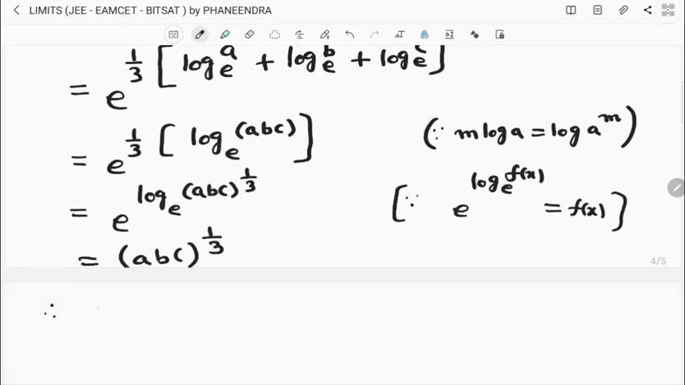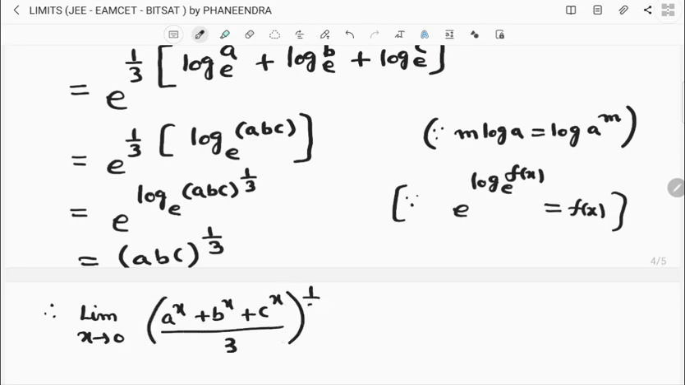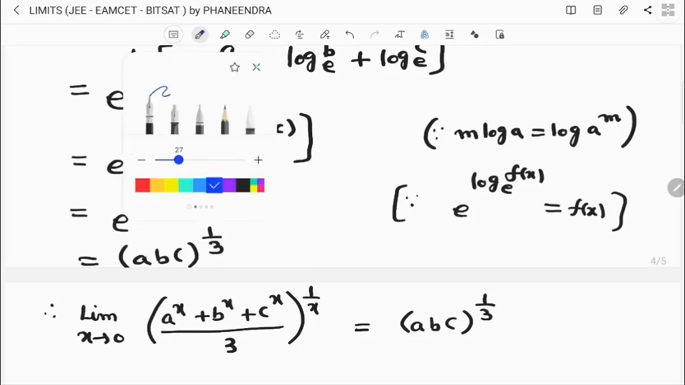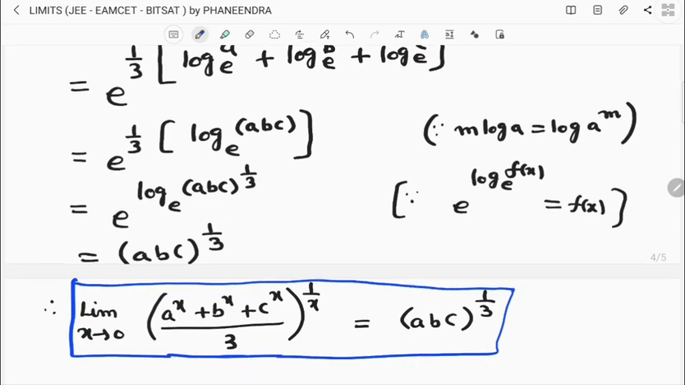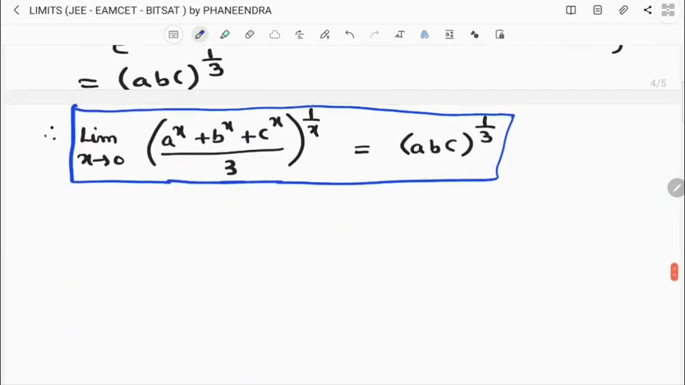Now onwards, you remember this as a shortcut formula: limit x tends to 0, (a power x plus b power x plus c power x) divided by 3, whole power 1 by x, is equal to abc whole power 1 by 3. From this you have to learn one other logic here. Suppose 4 terms are there, you can get a, b, c, d whole power 1 by 4.